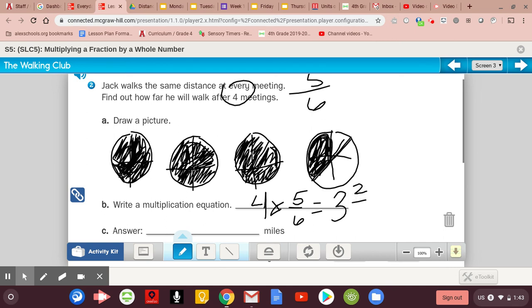We have 2/6. And I kind of did that backwards. I looked at the wholes because I know that these are colored in. So I looked at those wholes first and just started there. But if we wanted to multiply this whole number, this 4 times our top number here, 4 times 5 is 20 over 6. And then simplified down will be 3 and 2/6.